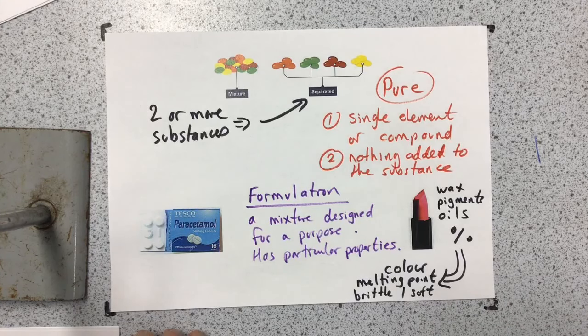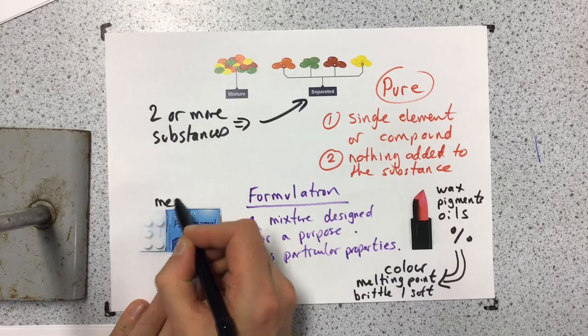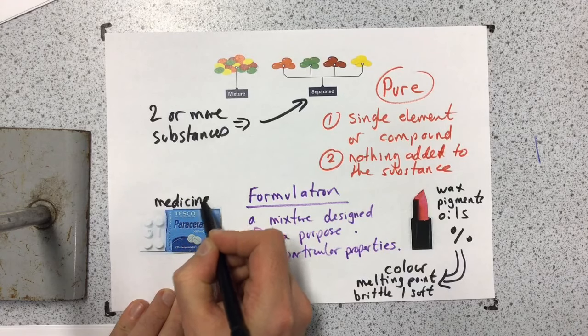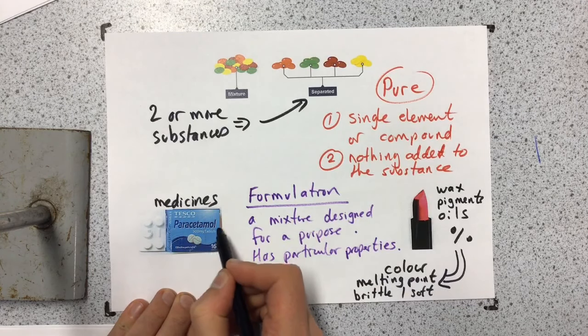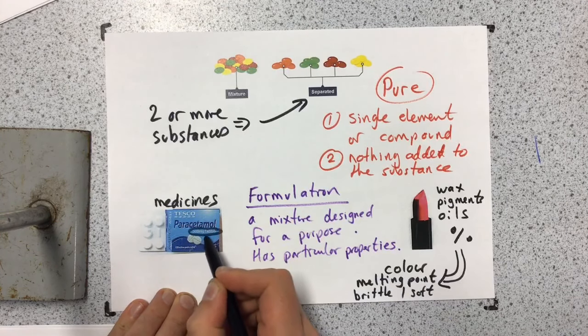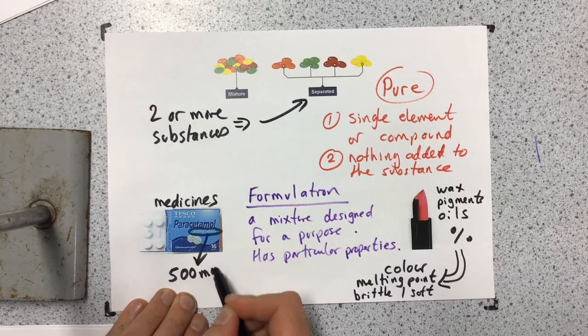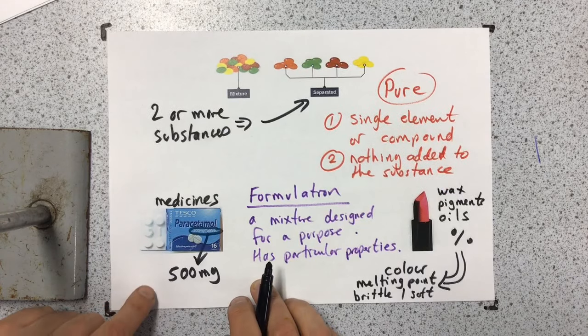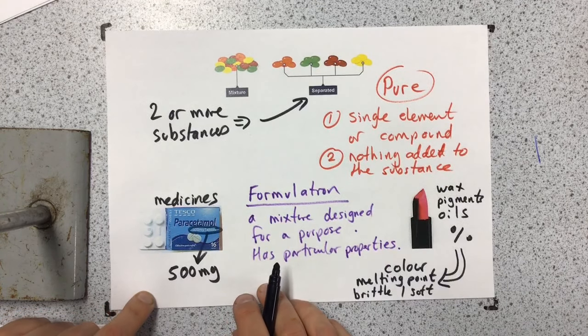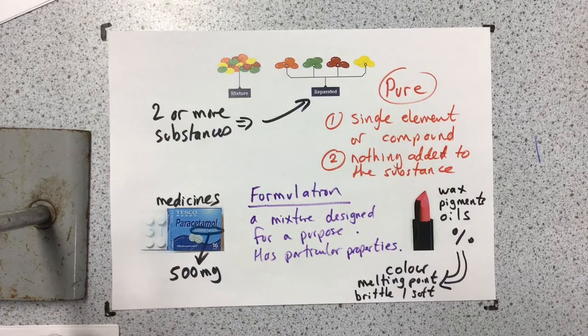A little bit of a more serious application of formulations is medicines. If you look here, the tablet has 500 milligrams of paracetamol in each tablet. So it's vital that you get exactly 500 milligrams so people get the correct dose each time.